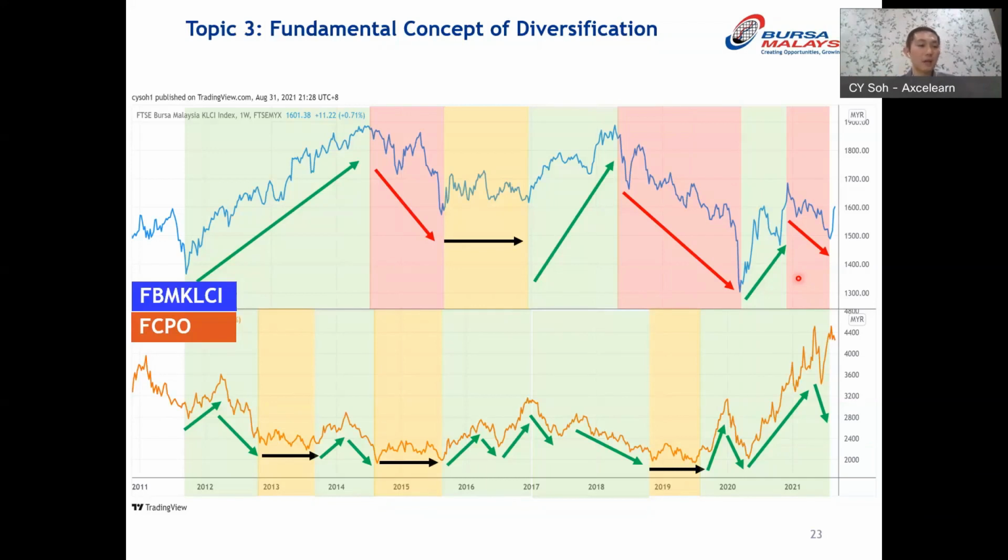Because why? Regardless of how well you diversify in stocks, when there is a market crash or when the general market is down, all of your stocks are actually affected. They have a very high correlation to the stock market. However, FCPO, because it is a separate asset class, is not affected by the stock market at all. So in short, both the stock market and FCPO have a low correlation. Whatever the stock market does, it will not affect FCPO over the long term.